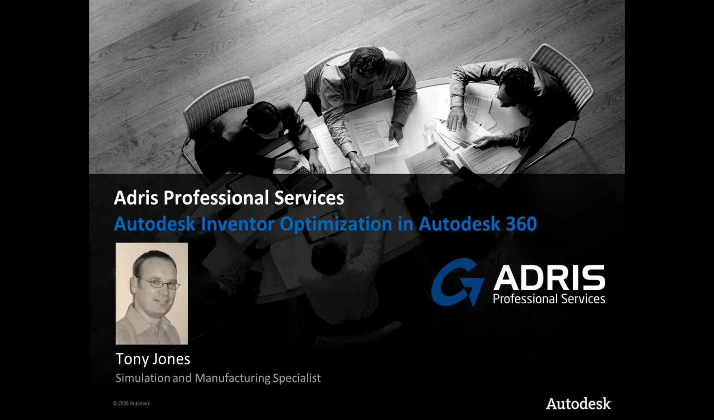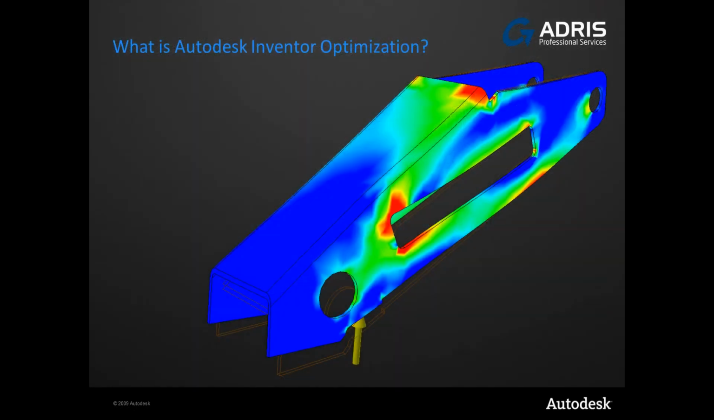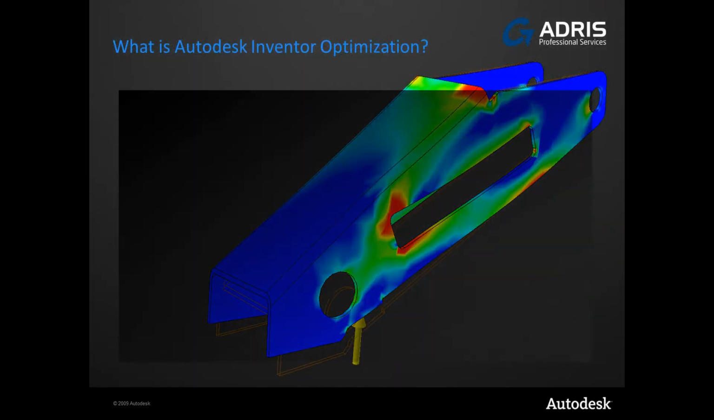So what is Autodesk Inventor optimization? Well, first of all, you need to know that it is exclusive to subscription customers, so you need to have a subscription account. Once you've done that and you've set up your Autodesk 360 account, you can link your 360 account to your subscription serial number. Then you're able to start using the stress analysis function that's within the 360.